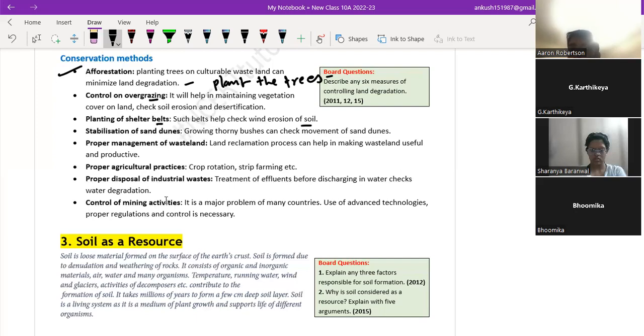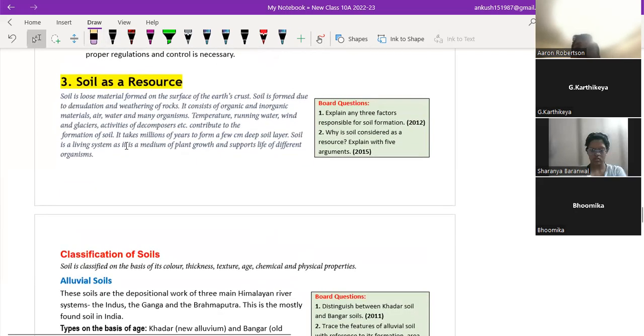Okay, understood? Now let us understand soil as a resource. We have seen what land is, the causes of its degradation, and the measures for conserving it. Now next is soil as a resource. Now it is a thick portion.